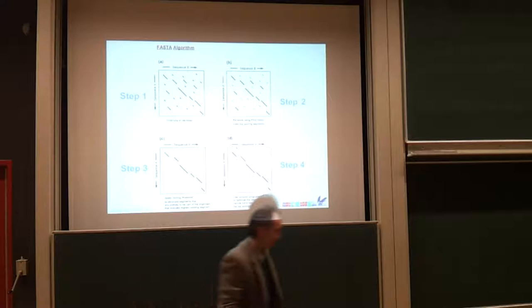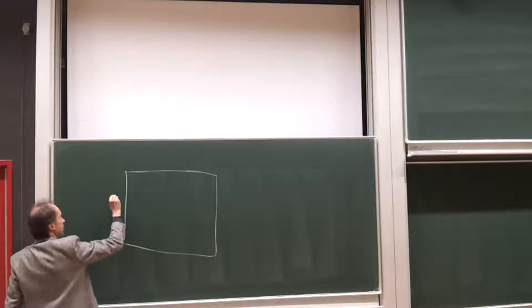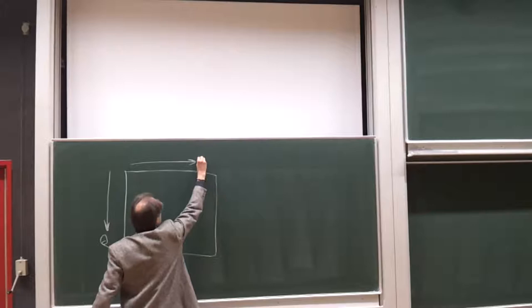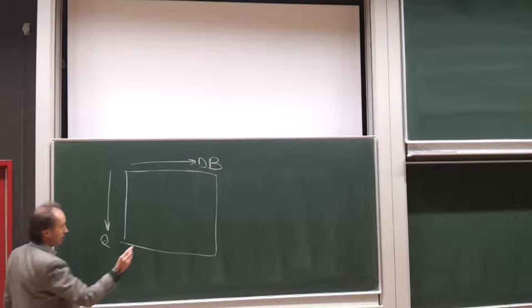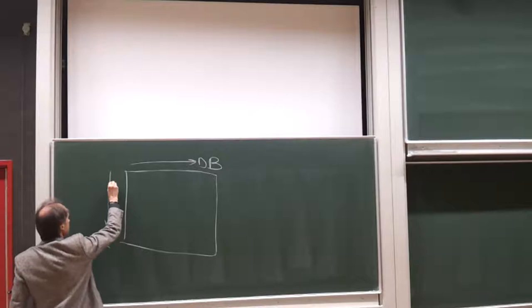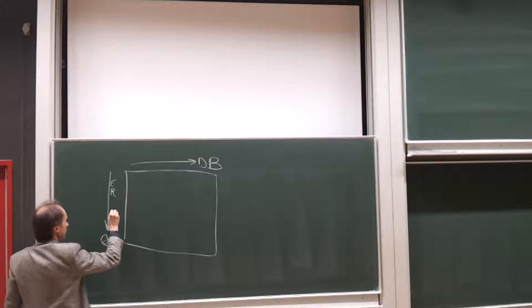So what do you want to make fast? How would you normally do it? Suppose we go again to the search matrix. Let's say here is your query sequence, and here is your database sequence. There are all kinds of words, but here is ER. Here's another ER word. So what would you do?